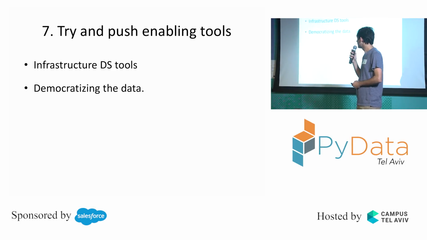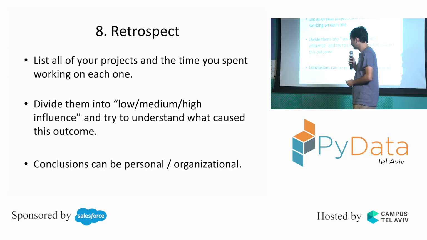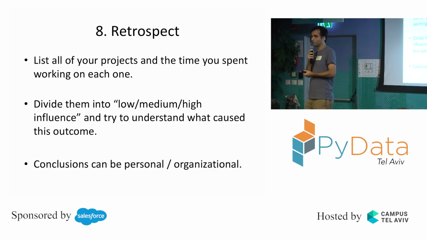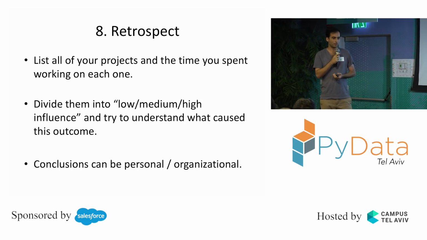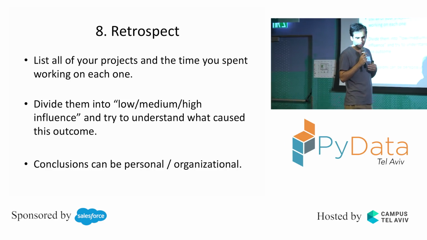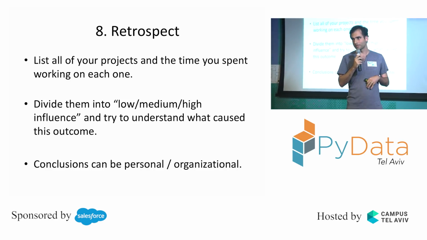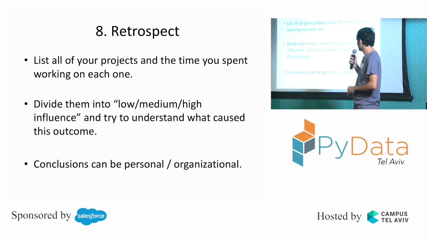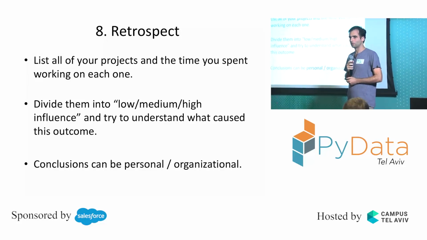And the last thing I would like to briefly talk about is retrospective, which is done also in software engineering methodologies like Scrum and Agile. I suggest, I did it myself, take the last year of your projects in your workplace, try to rate them as low, medium, and high influence, and try to understand what is what.